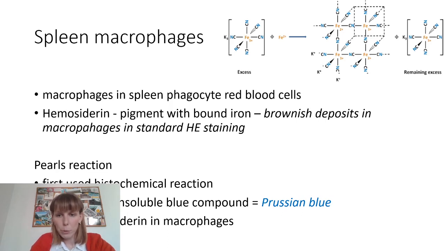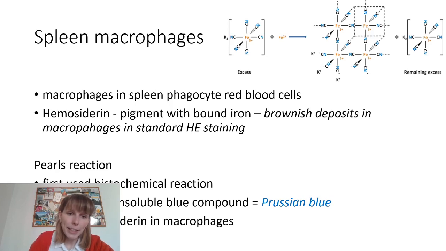Only the macrophages will stain blue. And why is this possible? Because the spleen, which we will also discuss in the specific immunity part, is an organ where old erythrocytes are degraded. Once they become less flexible after approximately 120 days, because they don't have a nucleus, they get stuck in the spleen.